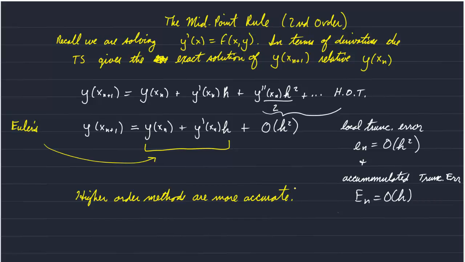So it's desirable to examine some higher order methods, and they use more terms in the Taylor series expansions to achieve that accuracy. They use more terms in the Taylor series. So let's look at a higher order method, that being the midpoint rule, and the midpoint rule will include the second derivative term.